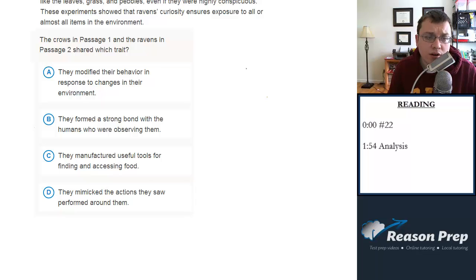The crows in passage 1 and the ravens in passage 2 shared which trait? So, dual passage question, more of a detailed dual question because we want to know specifically how we can compare the crows and ravens. Well, let's go to the choices. They modified their behavior in response to changes in their environment.